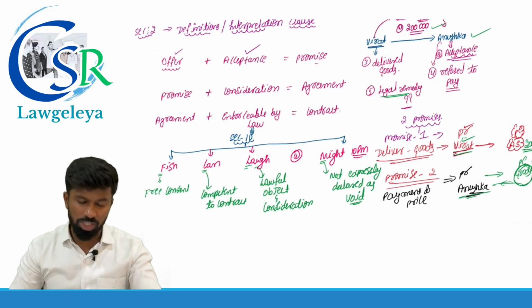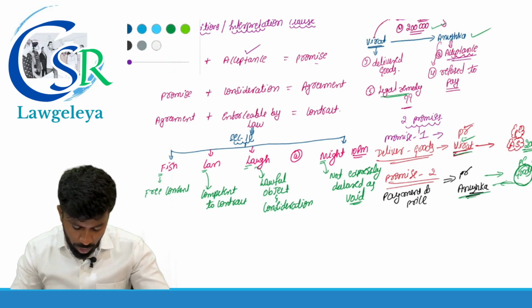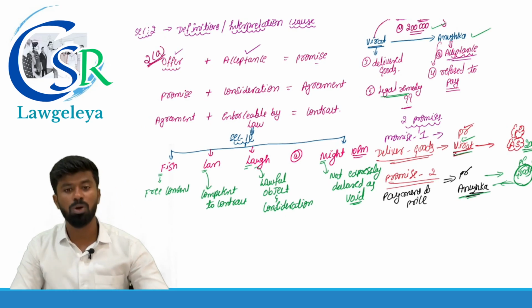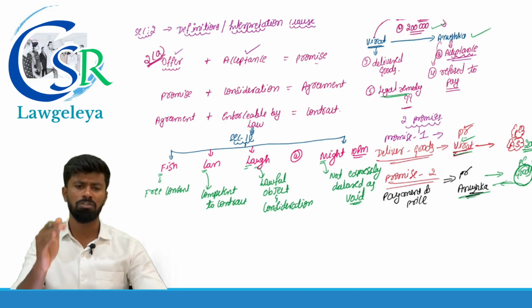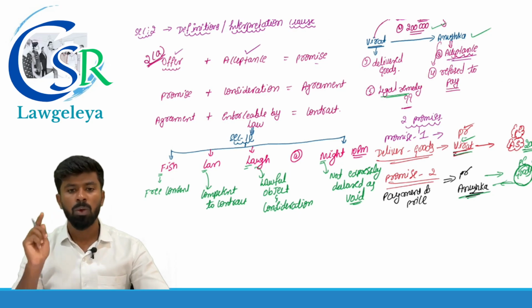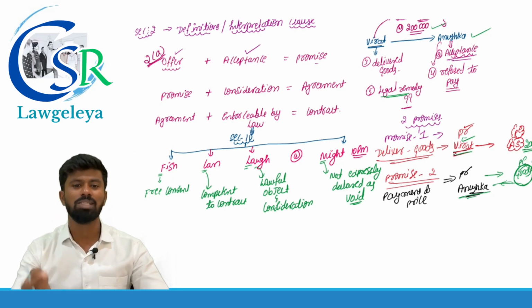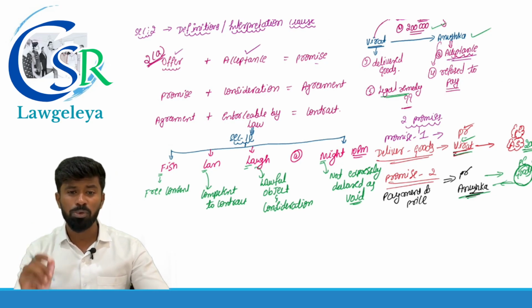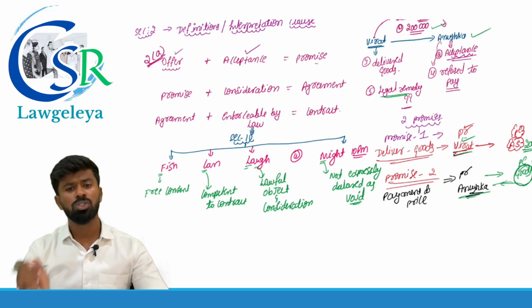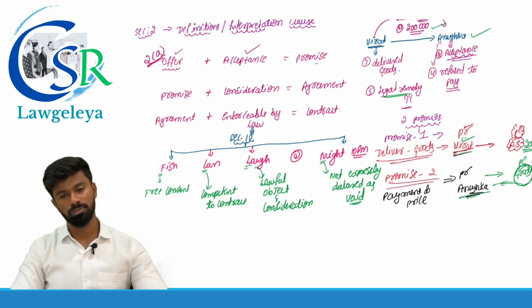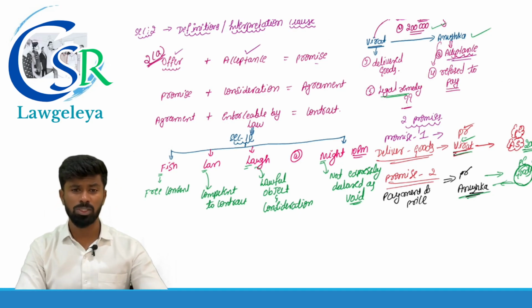So how to remember the sections of these words, sir? For example, first one. What is the first word? Offer. Section 2, subclause A defines the word offer. I will discuss the definition of offer later, but I'll give a fair idea of what is offer. When one person signifies his willingness to do or to abstain from doing something, with the intent to obtain the assent of the other person to such an act or abstinence, he is said to make a proposal or offer. So offer can be positive as well as negative.